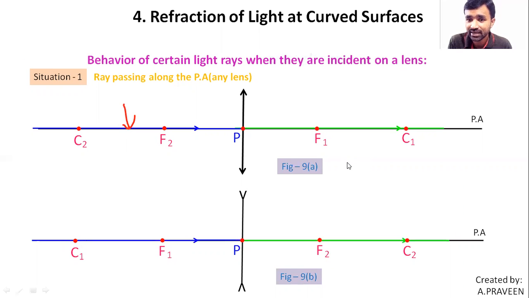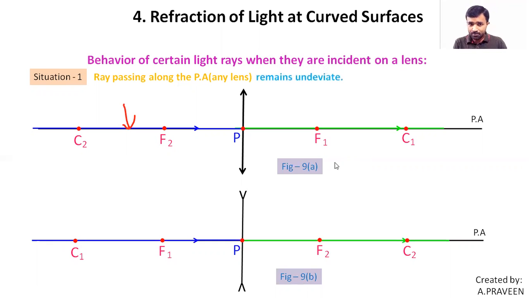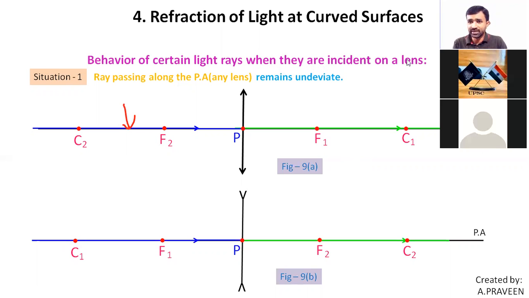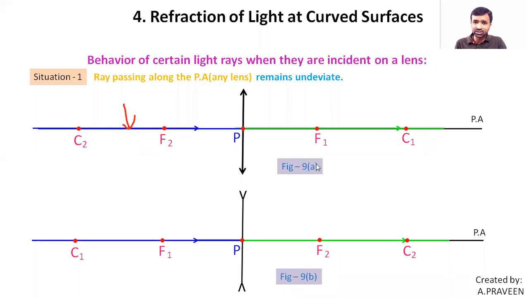So this is the generalization. They remain undeviate. These are given in figure number 9A and 9B. So a ray passing along the principal axis of any lens remains undeviate. So this is the generalization. Are you clear? So no verification diagrams here. Logically, you need to remember that. Along the principal axis remains undeviate. So we'll go for the second situation.